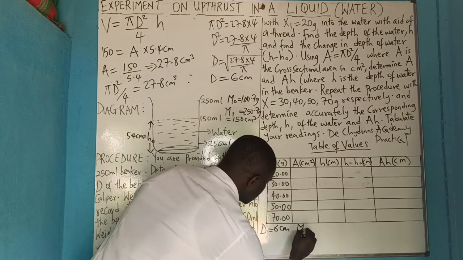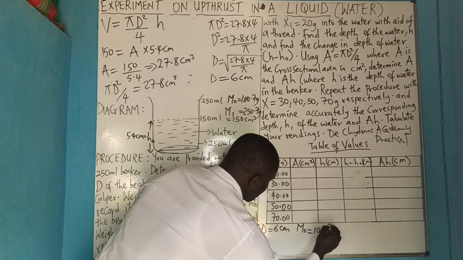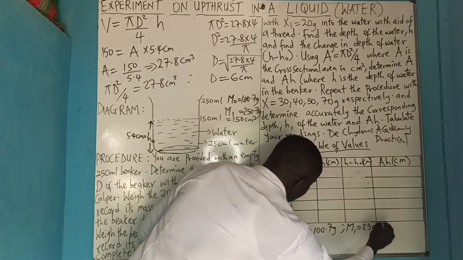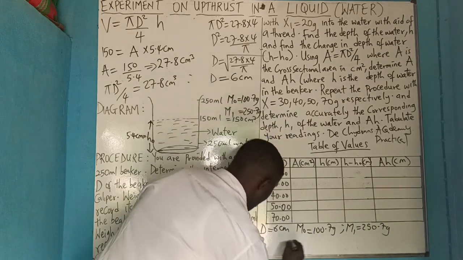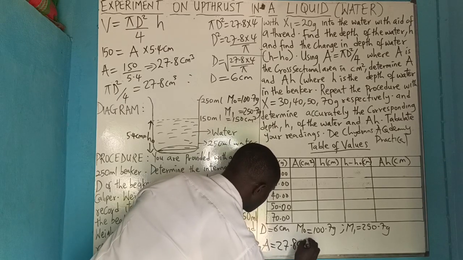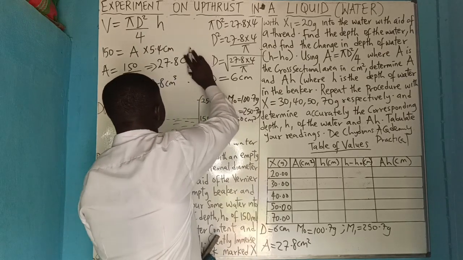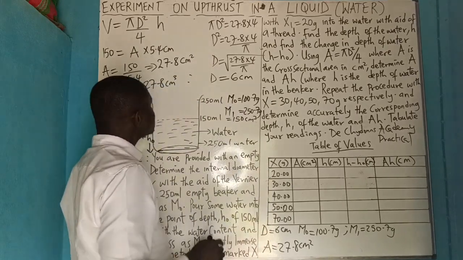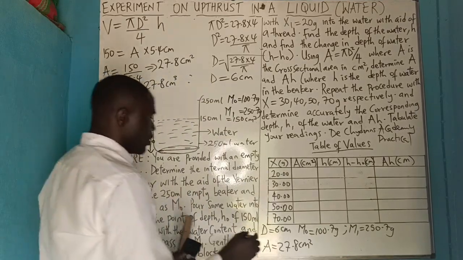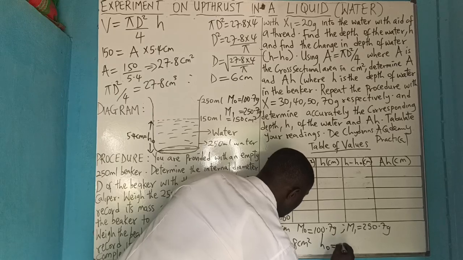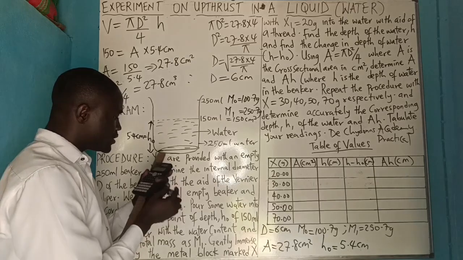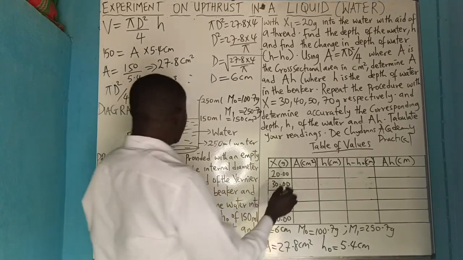Our M0 is equal to 100.7 gram. Our M1 is equal to 250.7 gram. Our area is equal to 27.8 cm squared. Area is in squared, please. Yes, we have gotten the parameters. The volume is constant. Okay, the H0 is equal to 5.4 cm. Wow, we have written down all those parameters. So the area is constant.